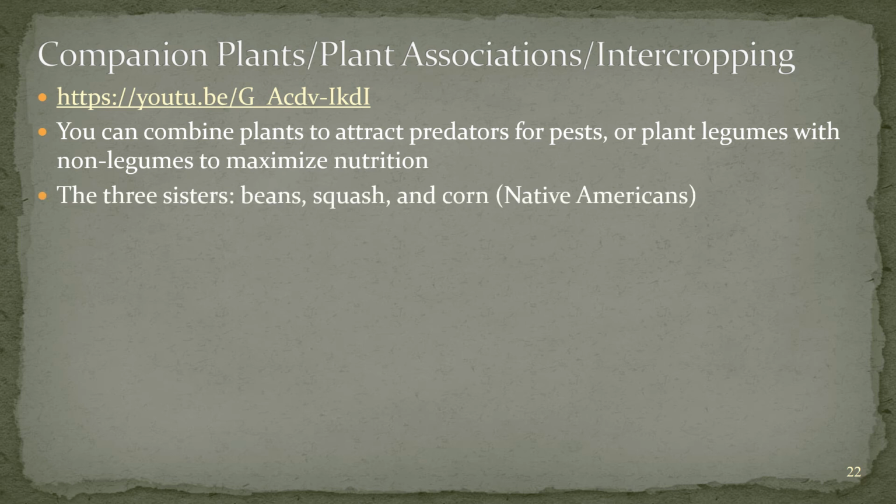The Three Sisters is a great companion planting association that's well known. It was started by the Native Americans, where you plant beans, squash, and corn all together. The beans provide nitrogen for the nitrogen-hungry corn, as the corn provides both a place for the beans to grow up as well as resistance to aphids. And the squash cover the area around them to reduce weed pressure. Potatoes and beans go together very well. Brassicas and alliums go together very well.